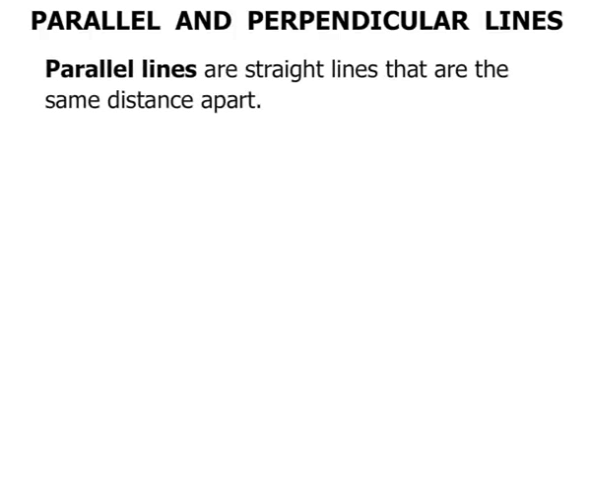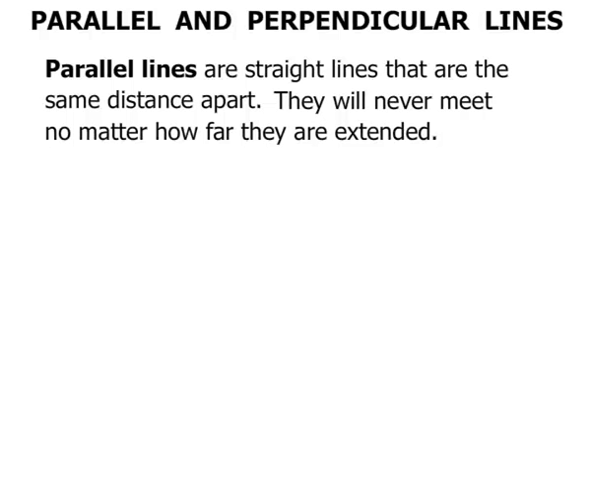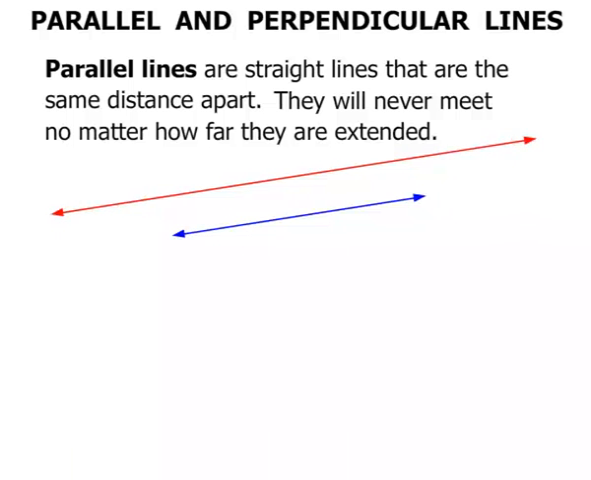In this lesson, we do some work on parallel and perpendicular lines. Parallel lines are straight lines that are the same distance apart. They will never meet, no matter how far they are extended. So we consider this straight line, the red line, and another straight line, the blue line. If we were to extend the red line and extend the blue line, they still will never meet. So that's an example of parallel lines.